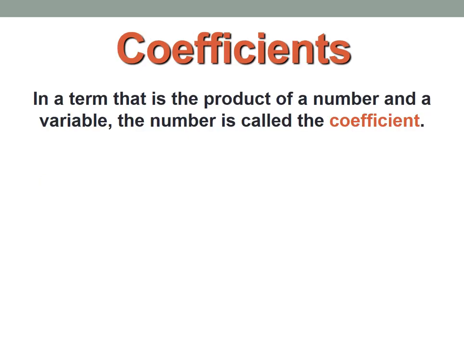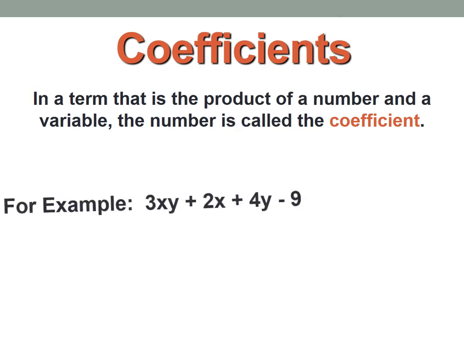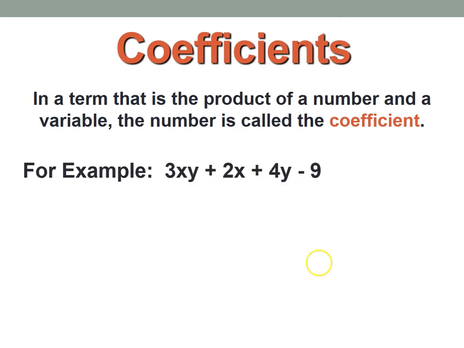All right, let's learn another one, coefficients. In a term, it's the product of a number and the variable. That number is called the coefficient. So let's see what that looks like. All right, so here we've got 3xy plus 2x plus 4y minus 9. And there, that 3, that's one of our coefficients because it's the product of a number and a variable. It's what the number is.